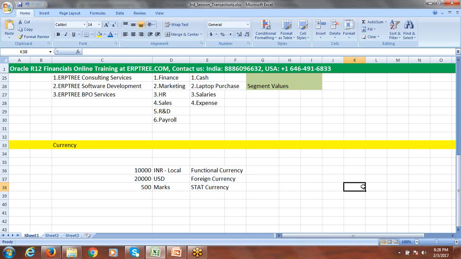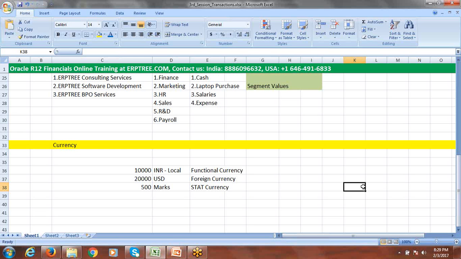What do you mean by functional currency? Wherever we are doing the business, that currency we always call functional currency, nothing but local currency. The country's local currency where we are doing the business, that we call functional currency. Say for example, we are doing the business in India. What is our functional currency? INR. Say we are doing the business in US. What is our functional currency? USD. So that's how we have to understand the meaning of functional currency.